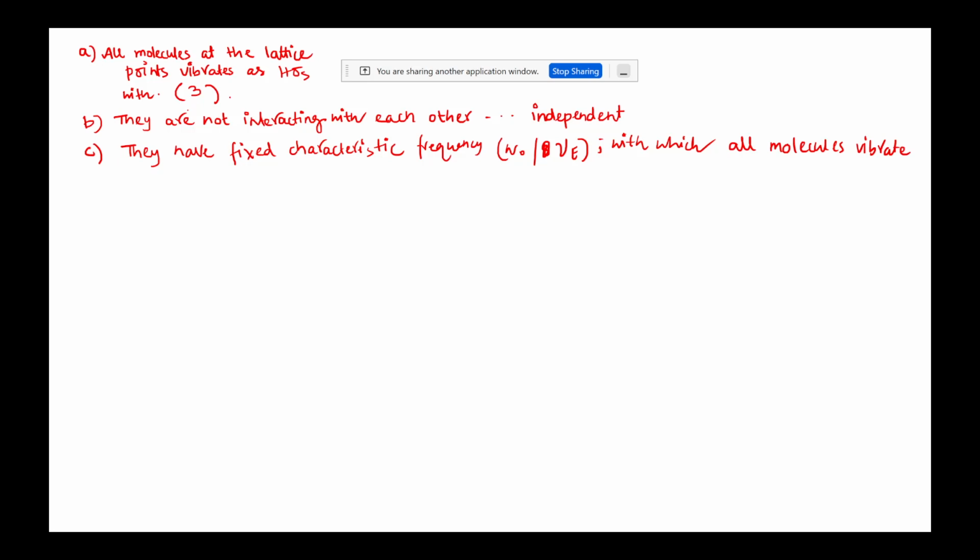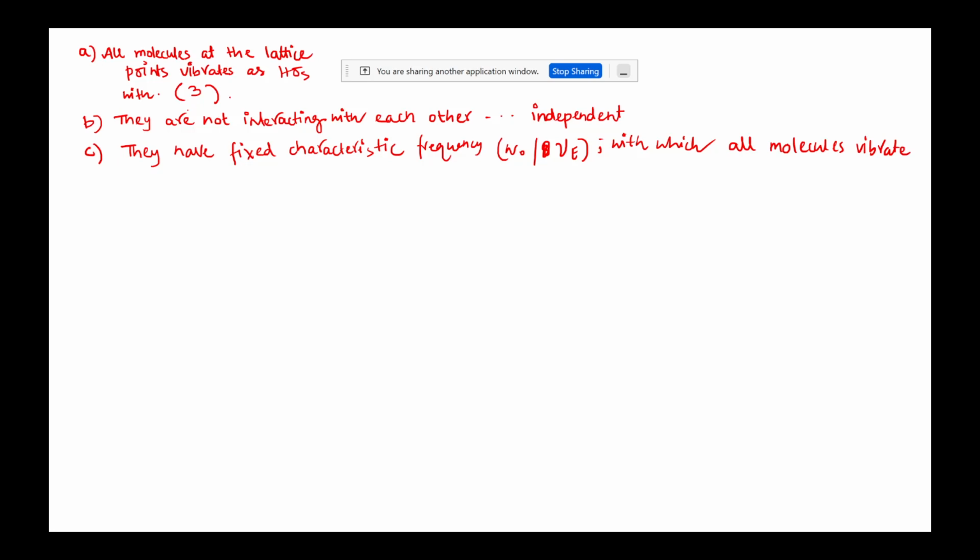Also, this fixed characteristic frequency is not true. It has some range, but I'm not going into that because Debye theory will take more time, as it takes more quantum calculations. But I can calculate this for sure. That will be easier. Okay.